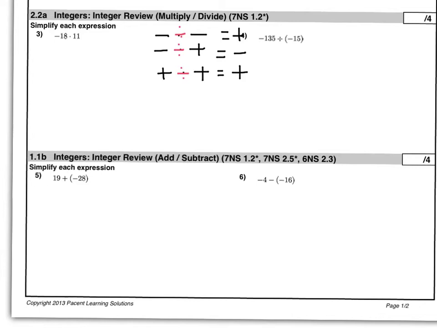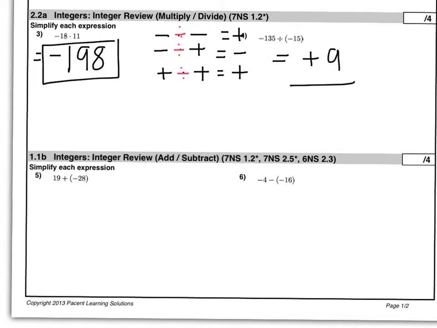So right away, looking at number 3, I know my answer is going to be negative. I just have to solve it. And so 18 times 11 is 198. And you would have boxed your answer. And number 4 says a negative divided by a negative, so I know my answer is going to be a positive. And 135 divided by 15 is really 9. And so my answer is positive 9.